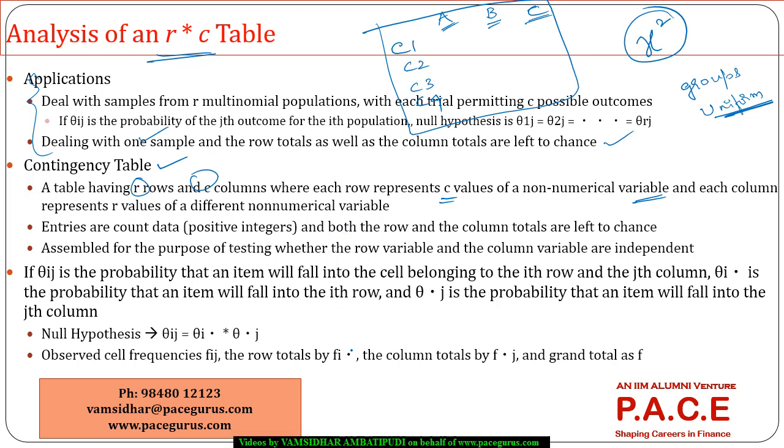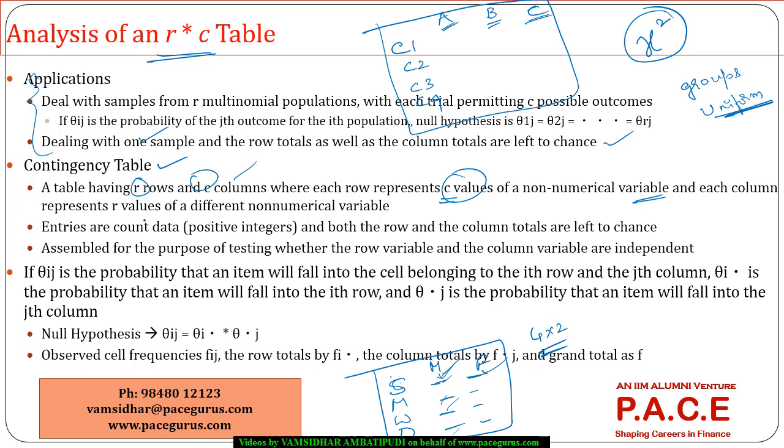So we can have something like marital status on one side. Let's say I talk about single, married, widowed, divorced, and I can have gender, male and female, here. Now if I am putting the counts of the observations across all this, this is what we call a 4 by 2 contingency table. I have R rows, C columns. Each row represents C values of a non-numerical variable. So within the singles, how many males are there, how many females are there. And in every column, for males, how many singles, how many married, how many widowed, how many divorced are there. So that's the typical way we represent a contingency table.